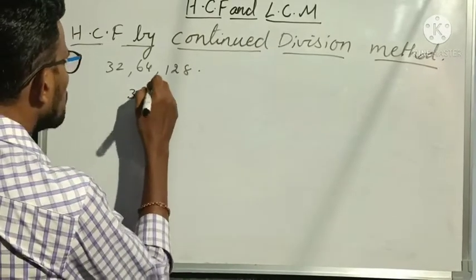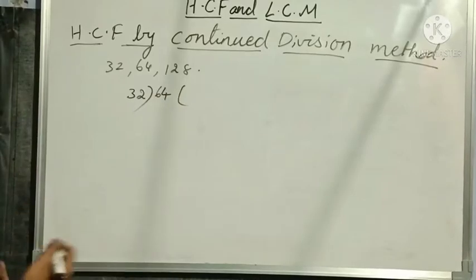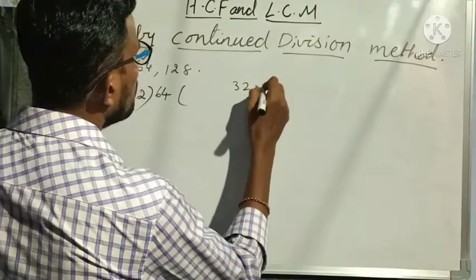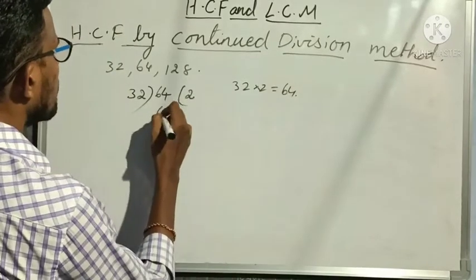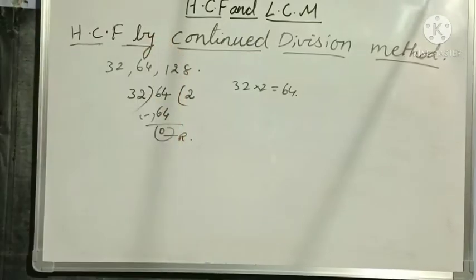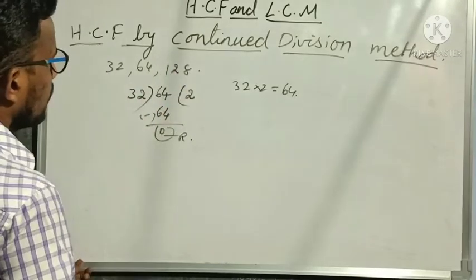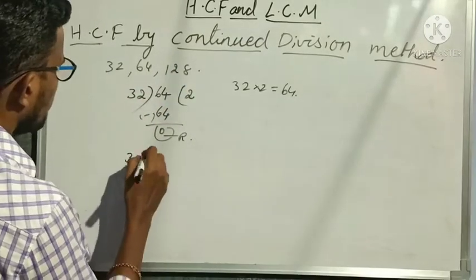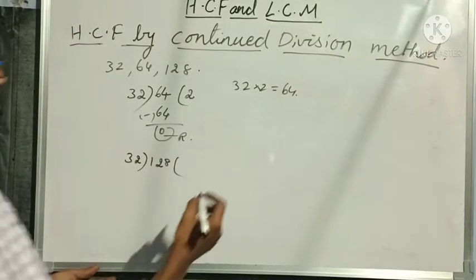So 32, first two numbers I will divide, 64. So 32 table 64. 32 into 2, 2 2 4, 2 3 6. So 2 times 64. So directly I am getting remainder 0. So directly 32 is divisible by 64. Next what we have to do means either 64 with 128 or 32 with 128. Okay. So let me take 32 with 128.